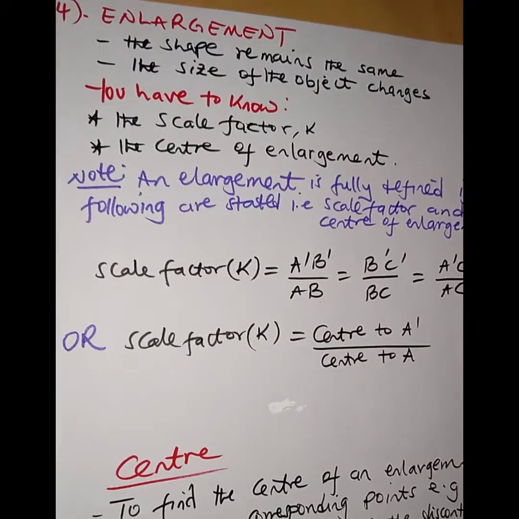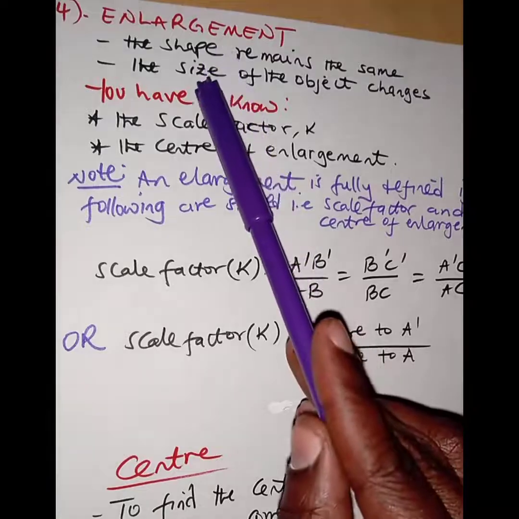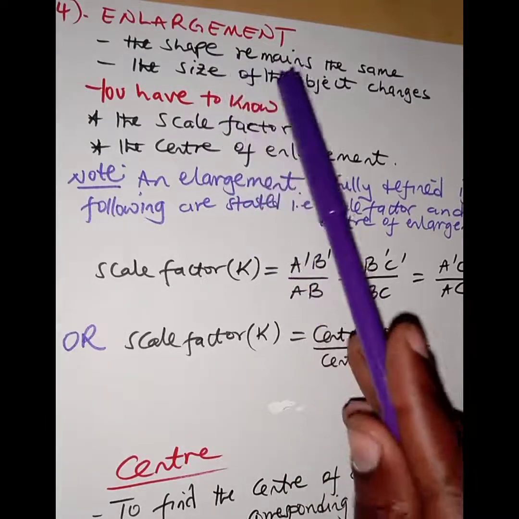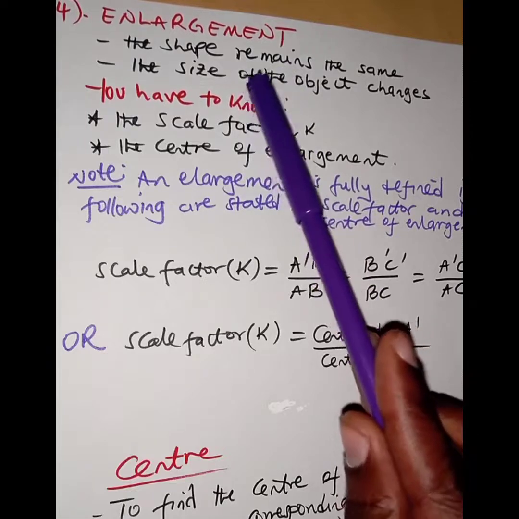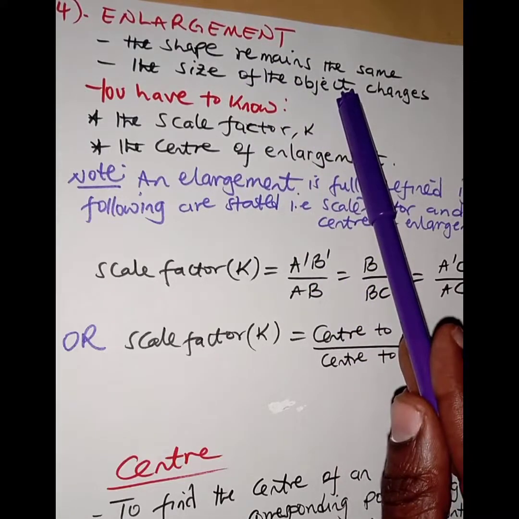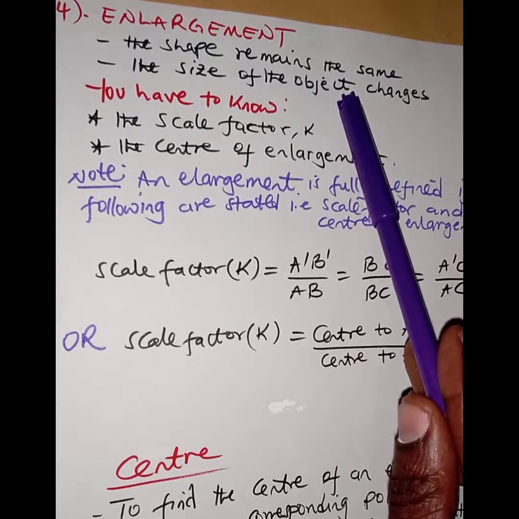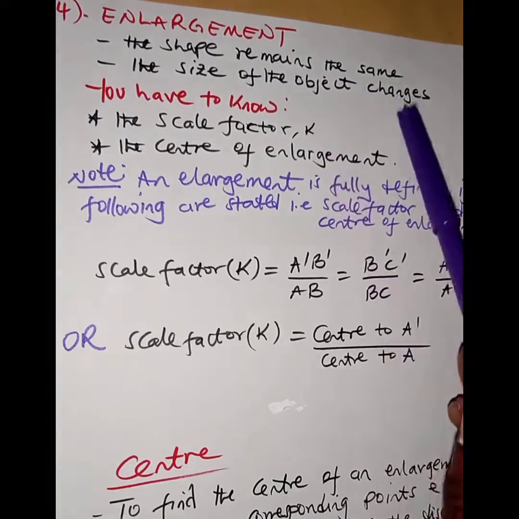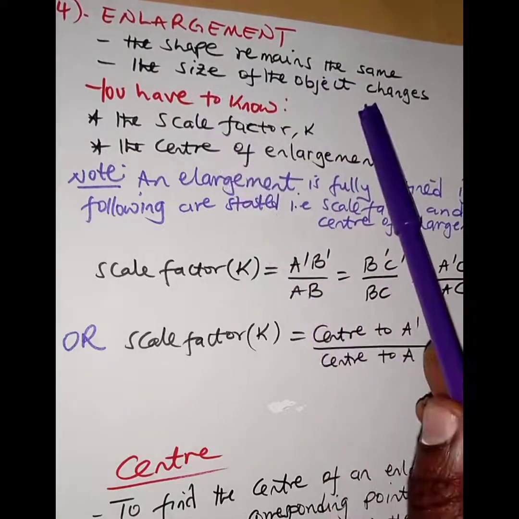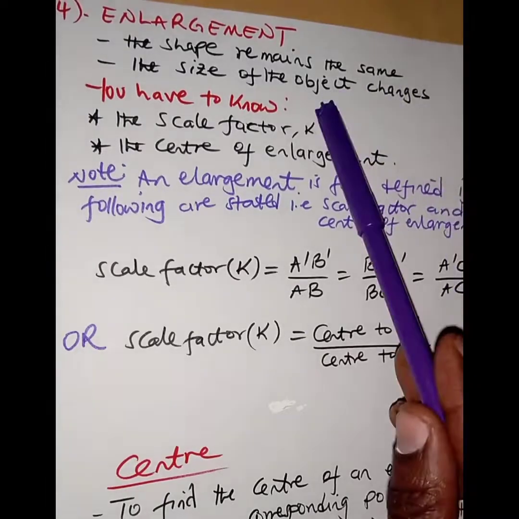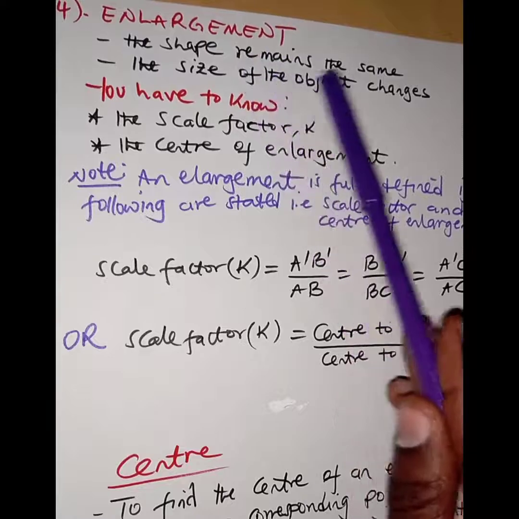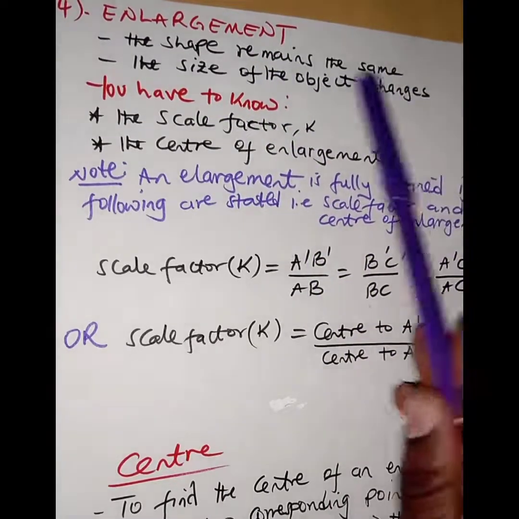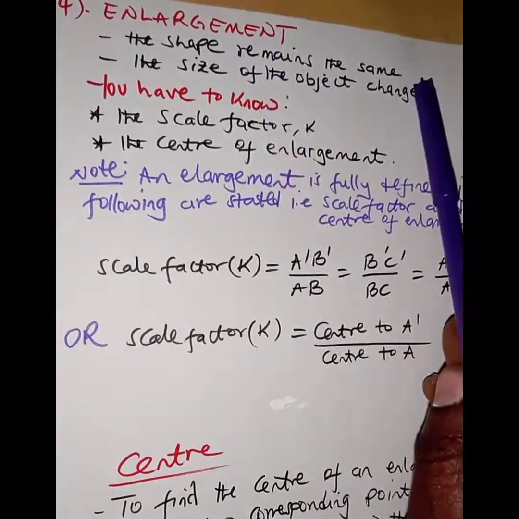Number 4, we have enlargement. We are all familiar with this word. For enlargement, the shape remains the same. If it was a triangle, it will remain the same. The size of the object changes, but the shape remains the same.